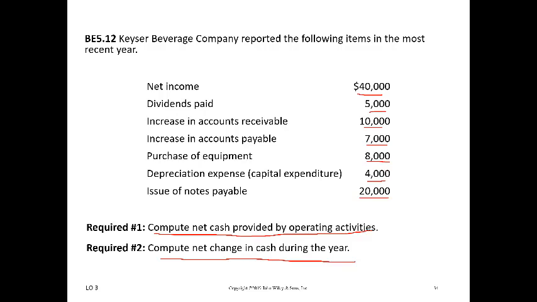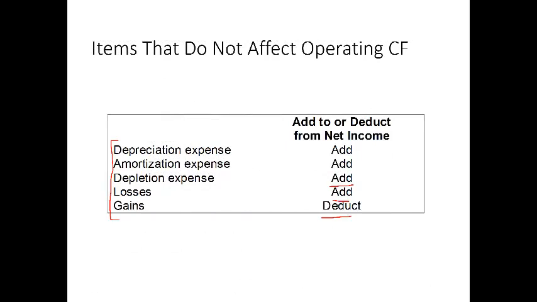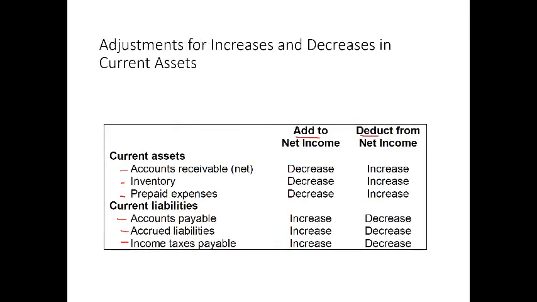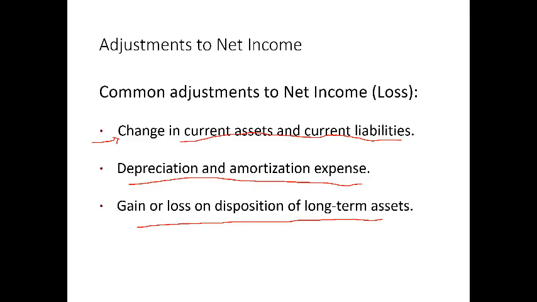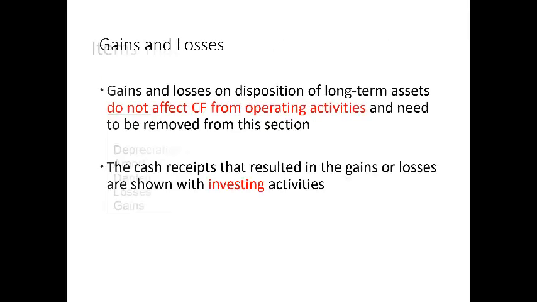So for number 1, we want to start with net income, and then we want to make these adjustments that we talked about. We want to adjust net income for items that do not affect operating cash flows, like depreciation expense and gains and losses on asset sales. And we also want to make adjustments for increases and decreases in current assets and current liabilities. So those are our two things we're going to do.